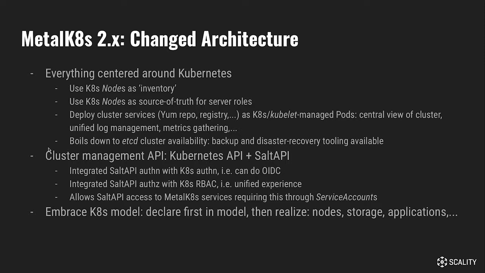So everything in this new architecture is centered around Kubernetes. We use that as a source of truth. We don't have any other place where we keep track of which nodes make up the cluster, etc. So the nodes themselves, the node objects in Kubernetes, form the inventory. The roles of the nodes are set as labels on those node objects, and that is, again, the source of truth.